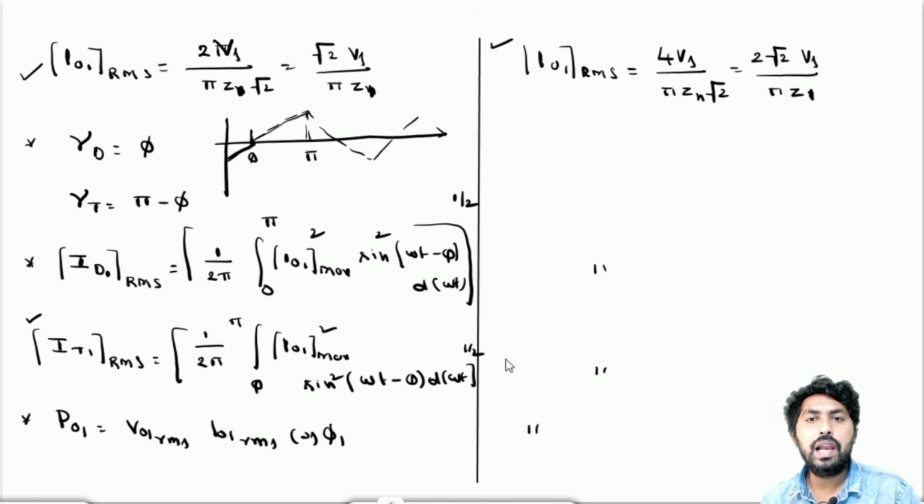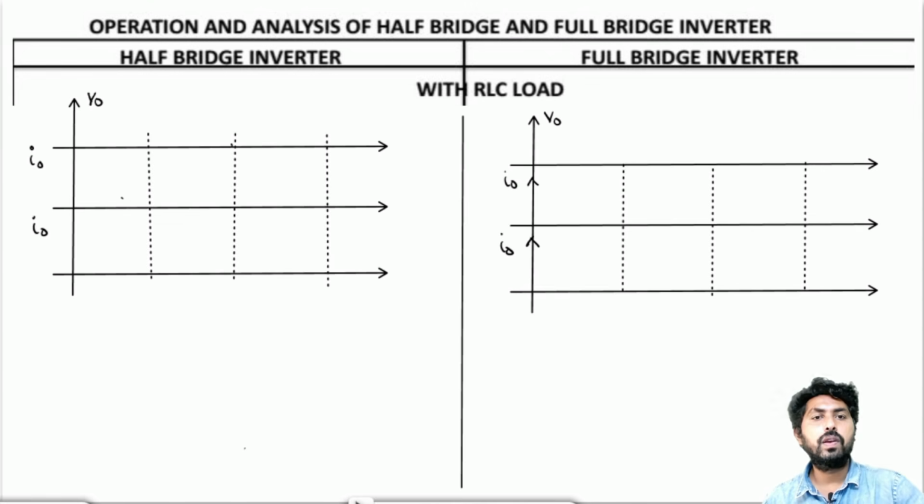So now let us analyze the half bridge and full bridge inverter for the RLC load. Let us analyze the operation and analysis of the half bridge and full bridge inverter with RLC load, that is resistance, inductance and capacitance, with the series combination of resistance, inductance and capacitance.